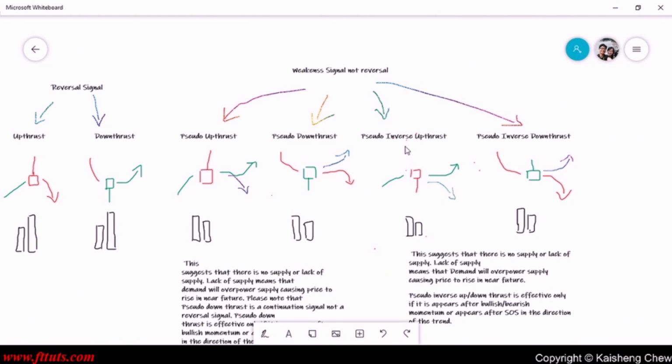So this kind of signal is a continuation signal, not a reversal signal. The market is likely to continue more than reverse, but we still have to wait and see. So this one is pseudo inverse. To simplify, as long as you see a pin bar or kangaroo tail that has lower volume compared to the previous one, the trend might continue. For this one, with higher volume, the trend might reverse.